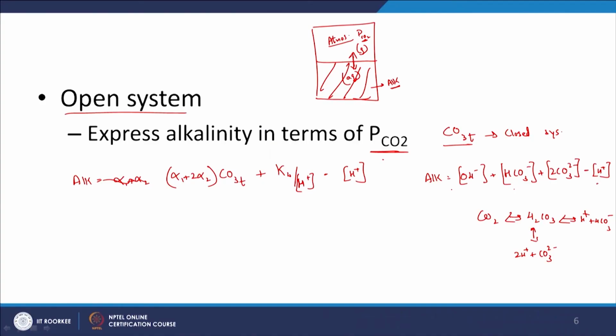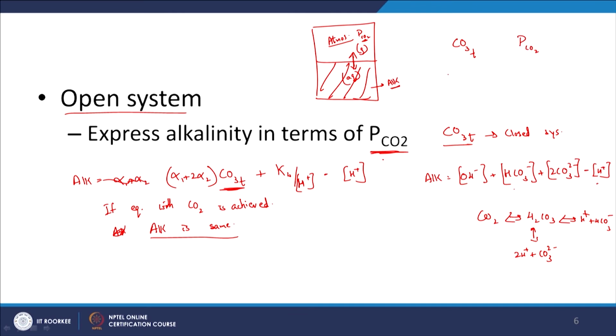So let's use that. Let's say we assume that equilibrium with CO2 is achieved. The alkalinity is still going to be the same, right? Alkalinity is the same. But obviously I want to transform CO3 total into, what do we say, partial pressure of CO2. So CO3 total, I want to express it in terms of partial pressure of CO2, right?